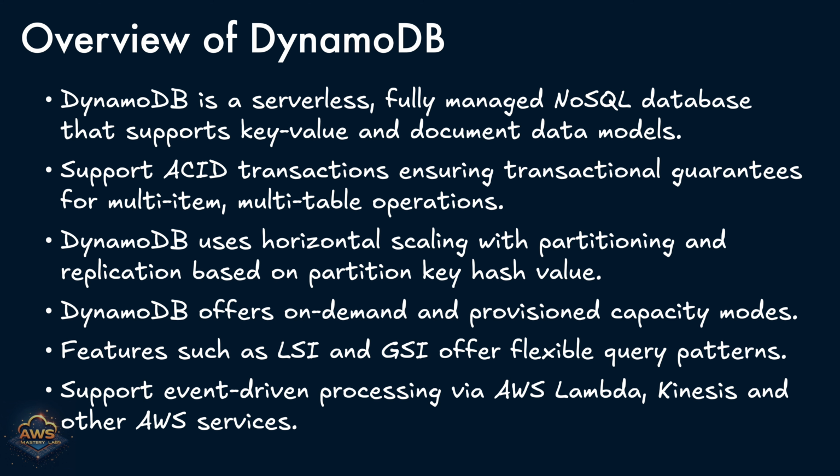To enhance query flexibility, DynamoDB supports global secondary indexes, GSIs, and local secondary indexes, LSIs, allowing applications to efficiently retrieve data using alternative access patterns. Additionally, DynamoDB streams capture real-time changes to table data, enabling event-driven architectures by integrating with AWS Lambda, Amazon Kinesis, or other services for change data capture, CDC, auditing, and analytics.